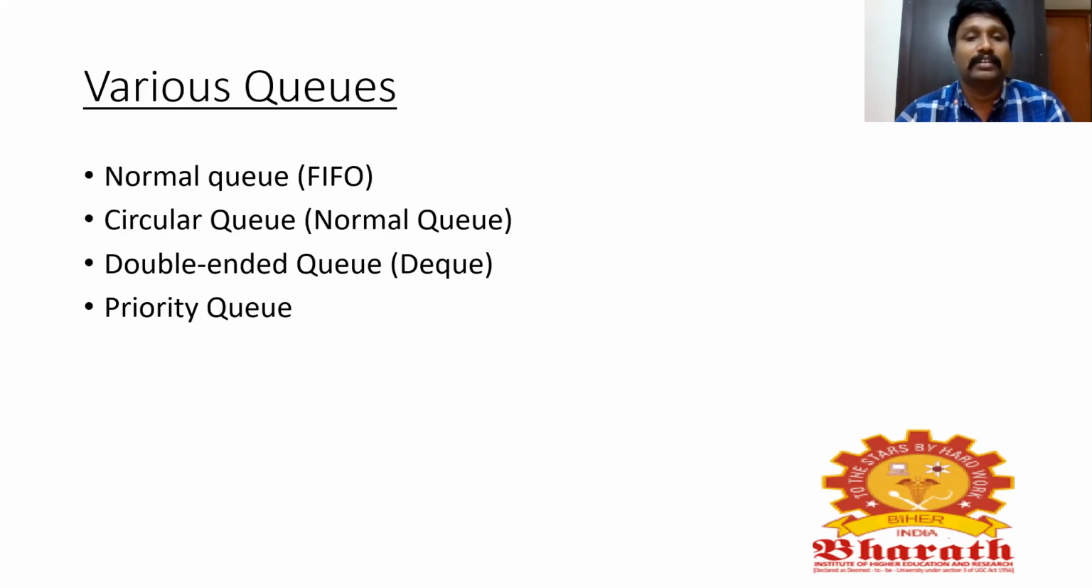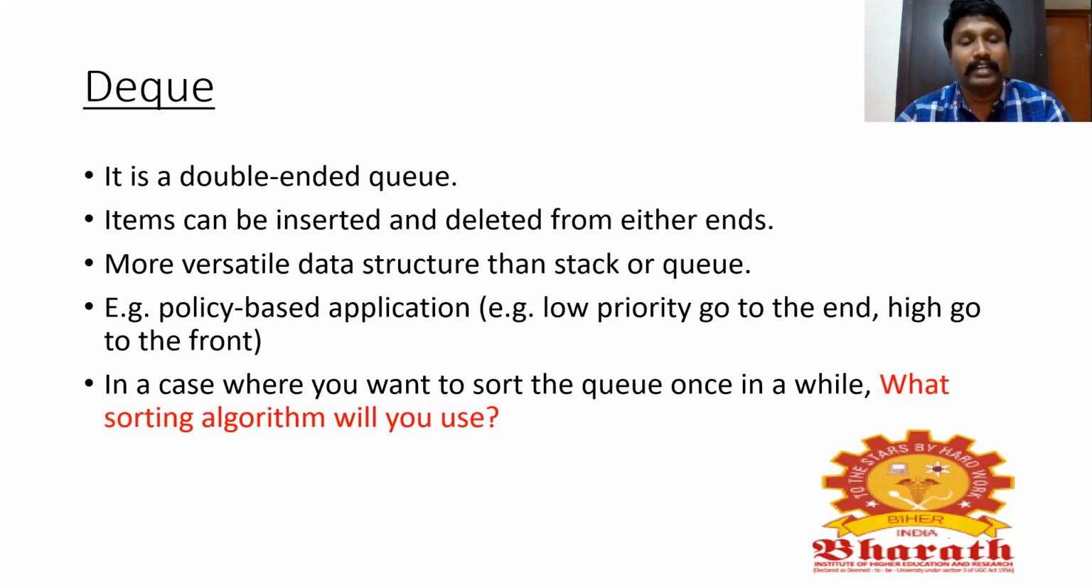So there are various queues. The normal queue follows the FIFO, which is first in, first out. There are four different types of queue: the normal queue, circular queue, double-ended queue, and priority queue. We will be calling DQ the double-ended queue.